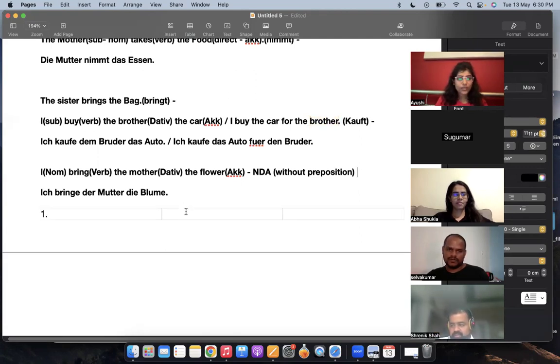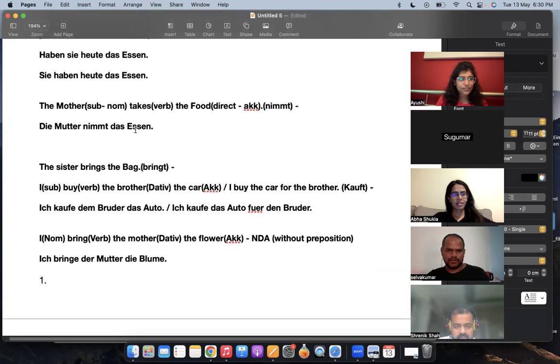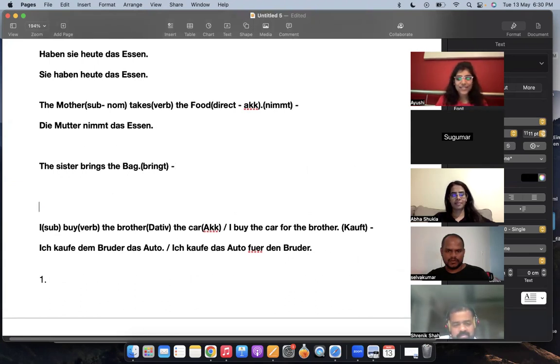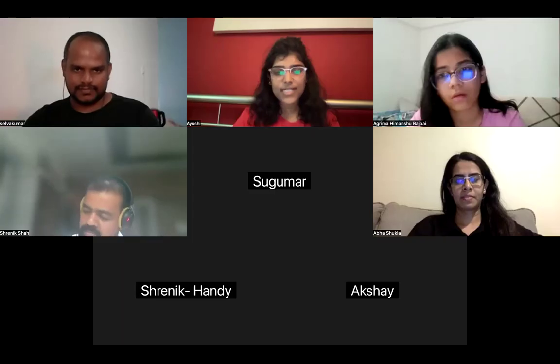Now, next one. These were the only ones that we had. No, there was one in the middle you missed: the sister. Sorry, yes, sister. So what is sister? Sister is the subject, and the bag is a single object, so it's accusative. Correct. So now it's die Schwester bringt die Tasche. There are so many words, you can use any one of them in the dictionary. Okay, so these are the answers.